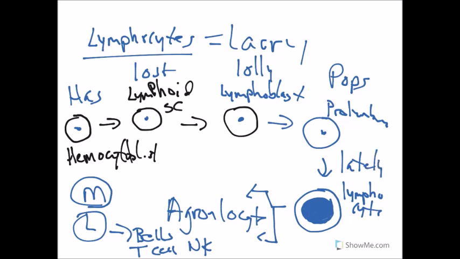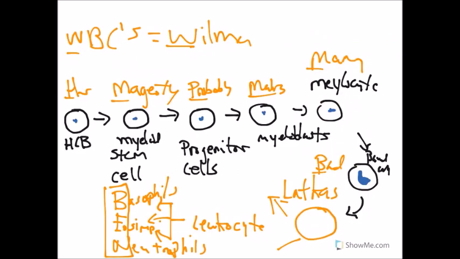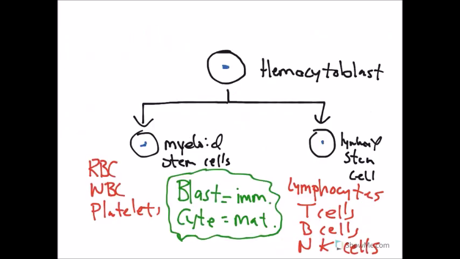With this, there are a few things I want to go back and show you, a quick recap. The big thing is there are only one of two options. You can differentiate a hemocytoblast into a myeloid stem cell or a lymphoid stem cell. Myeloid stem cells give rise to red blood cells, most of the white blood cells, with the exception of the monocytes and lymphocytes, and the platelets.